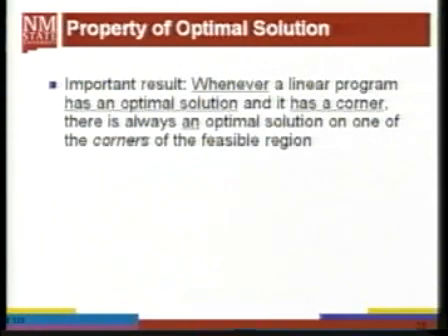Okay, now we are going to talk about 3 types of linear programming problems that do not have a unique optimal solution, okay? As it says, whenever a linear programming problem has an optimal solution, it has a corner. There is always an optimal solution on one of the corners of the feasible region, right?